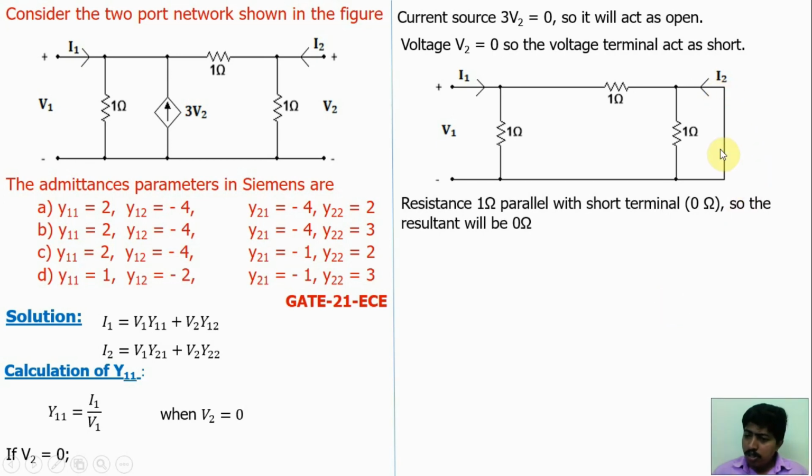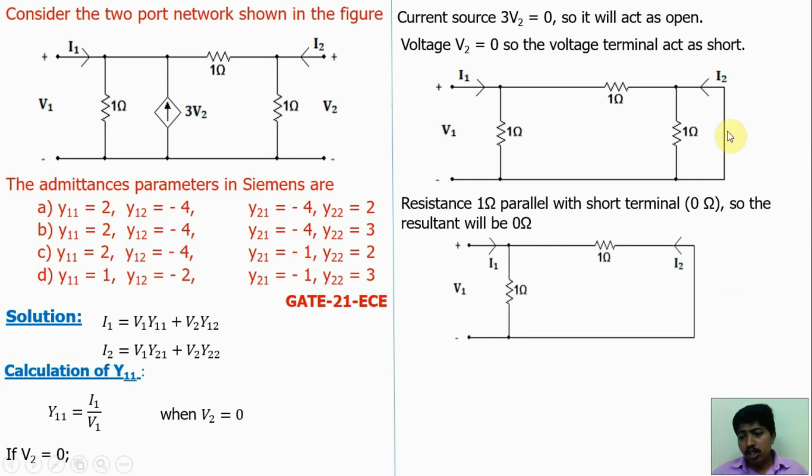This 0 resistance is in parallel with 1 ohm resistance. Use the parallel formula, R0 by R102, and we get the resistance as 0 ohm. If a wire is shorted across a resistor, the equivalent resistance will be 0. Okay, remember that. Now the equivalent circuit will become like that. This 0 ohm and 1 ohm, combined, will get 0 ohm. Okay. Now the 0 ohm and 1 ohm are in series, so we'll get 1 ohm resistance.